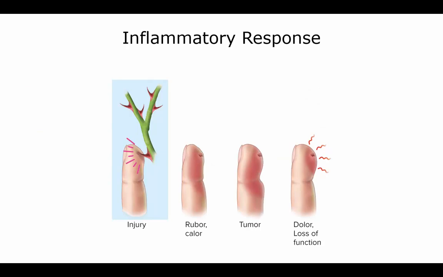And you can see that here. You have the injury, the prick with a thorn, and then these are Latin terms down here. Rubor or calor, that means redness and heat. Tumor means swelling, and dolor is pain causing loss of function. So redness, warmth, swelling, and pain.